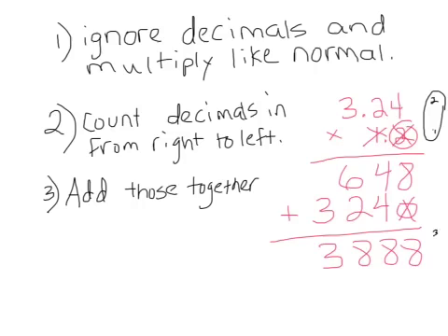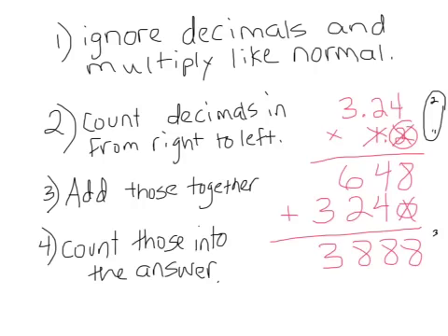Okay, and that takes us to the fourth step. And the fourth step is to count those 3 decimals from the same direction, from right to left, into the answer. So I need to go from here and go across 3 spots. 1, 2, 3, stop, and there my decimal will go. So I put the decimal right there. And that would be the answer.